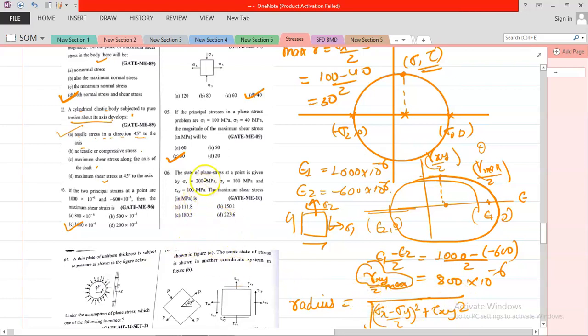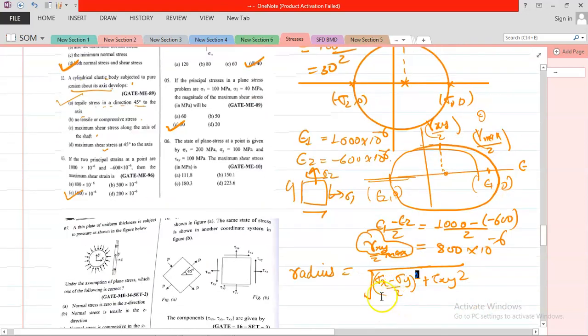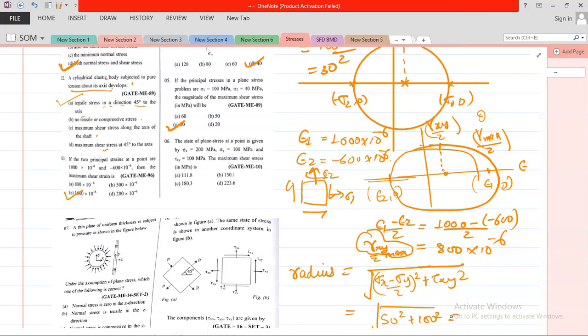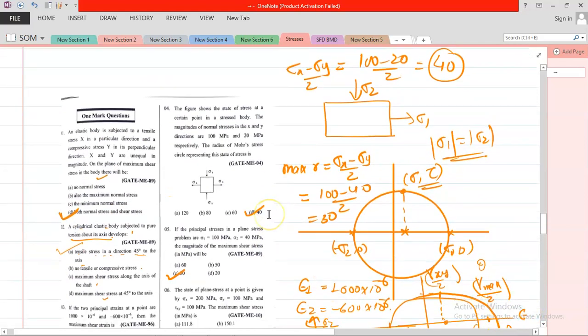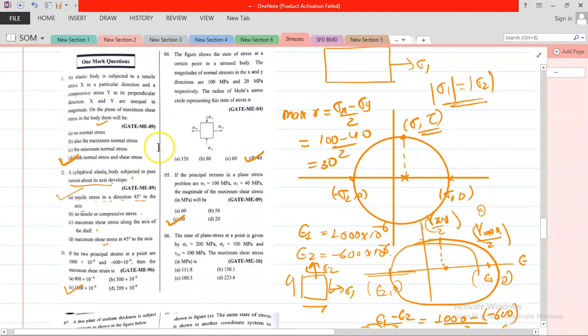So if you put the value, sigma x is equal to 200, sigma y is equal to 100, and tau xy is equal to 100, you will get under root of 50 square plus 100 square, and the answer is, I think it is question 6. Your answer is 118.8 megapascal. So up to this point, anyone has any doubt up to question number 6?